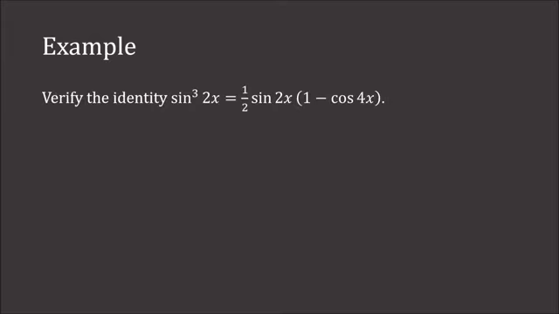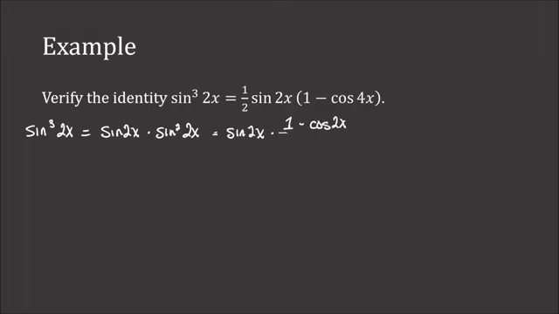Now we wish to verify this identity. Sine cubed of 2x is equal to 1/2 sine of 2x, all times 1 minus cosine of 4x. So let's start with the sine cubed of 2x. This can be written as sine of 2x times sine squared of 2x. Now we're using the reduction identity on sine squared: 1 minus cosine of 4x, all over 2. Now just rewrite this to make it look like the identity we want to verify. We have a 1/2, the sine of 2x, and then the 1 minus cosine of 4x.